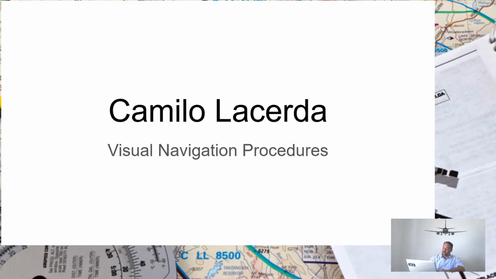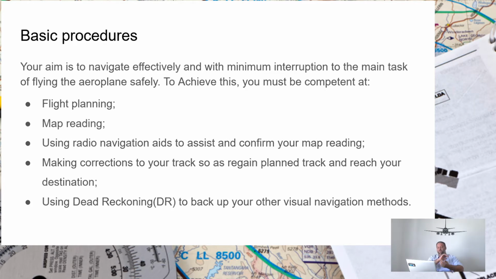We're going to talk about visual navigation procedures. Basic procedures. Your aim is to navigate effectively and with minimal interruption to the main task of flying the airplane safely. To achieve this, you must be competent at flight planning, map reading, and use radio navigation aids to assist and confirm your map reading, NDB, VOR, and so on.